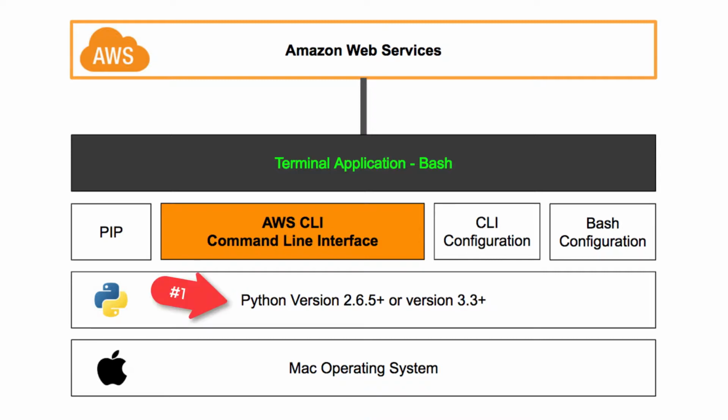So in this first part of the tutorial for installation of AWS CLI, there are basically three steps. First is Python. Second is pip. And then finally, the AWS CLI itself. We'll go through each of these steps in the following tutorial.